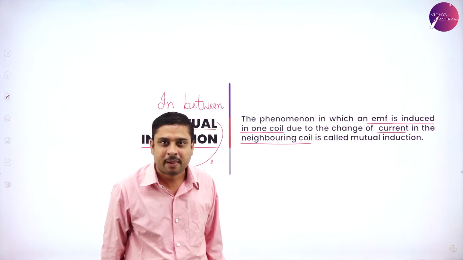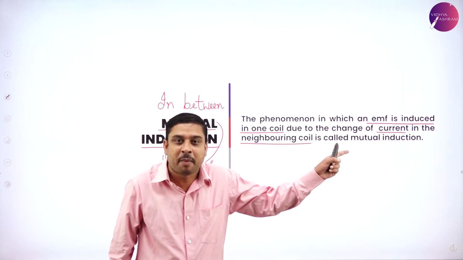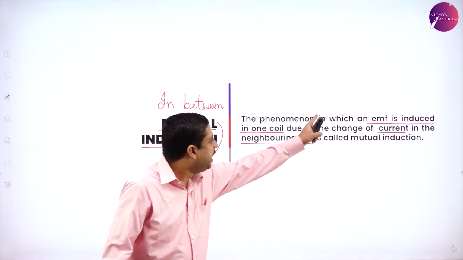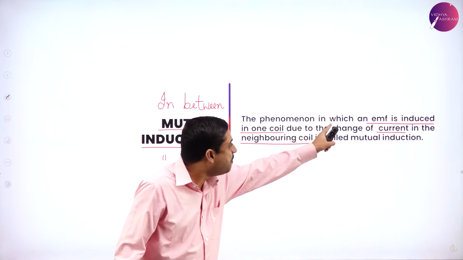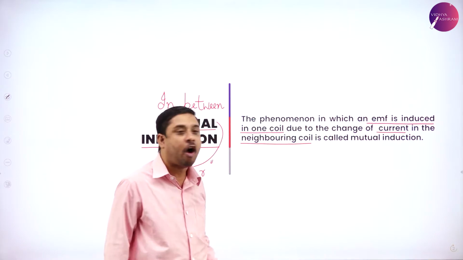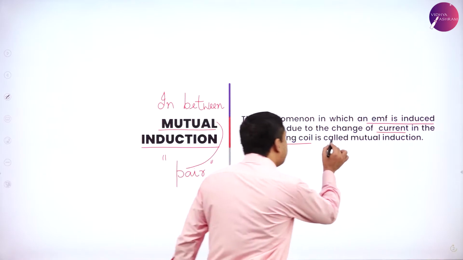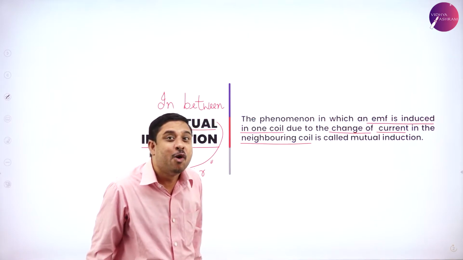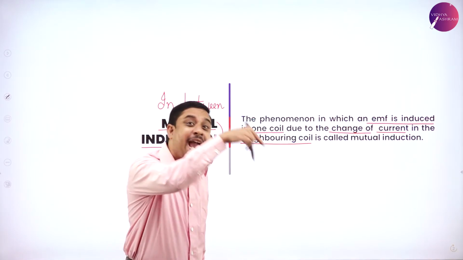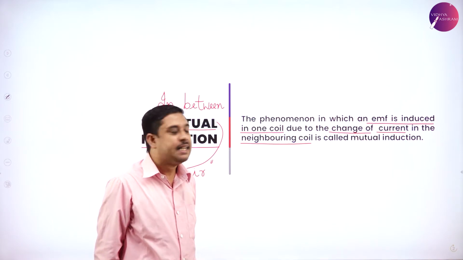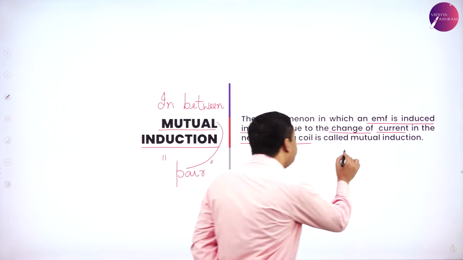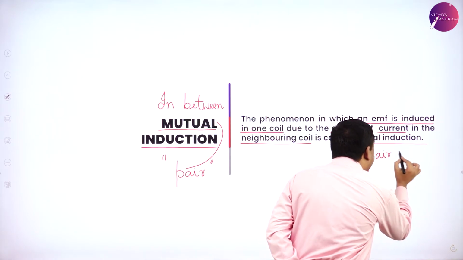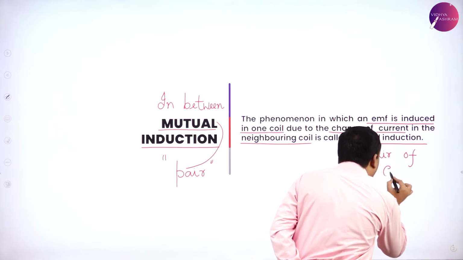Very beautiful. It is like the neighbor switches on the TV and we watch TV in our own house. We are inducing EMF in one coil. How? By changing the current flowing through the neighboring coil. That is what is called mutual induction in between a pair of coils.